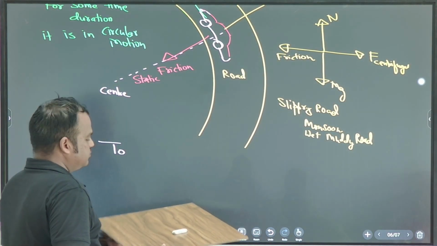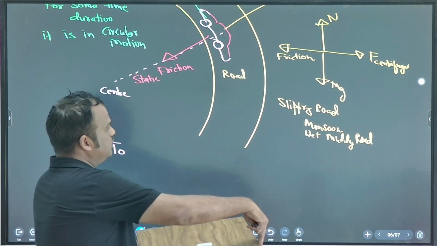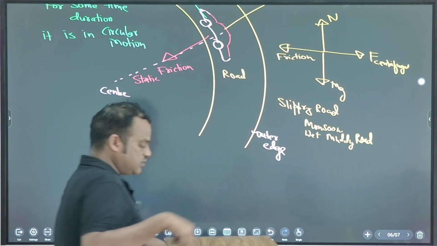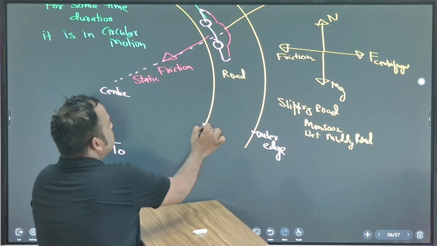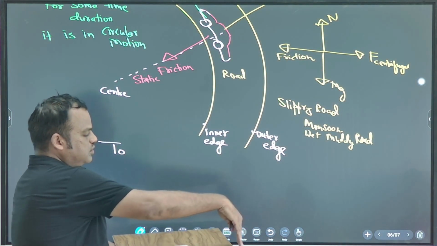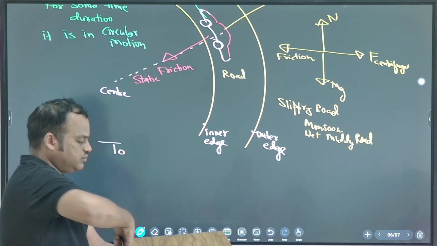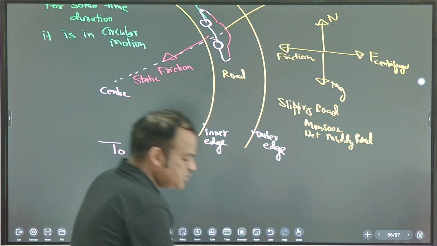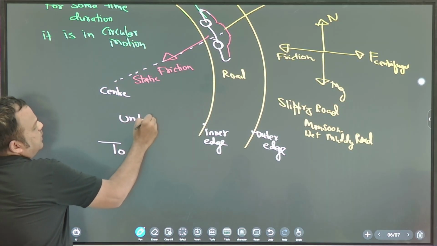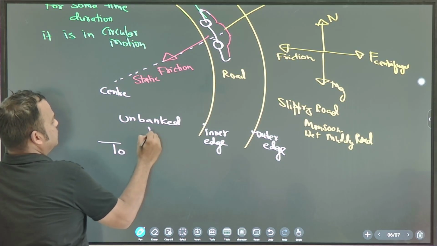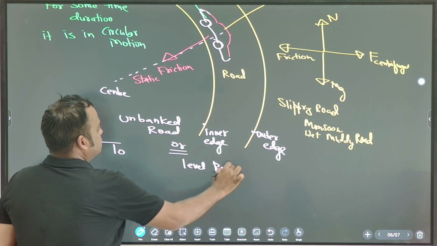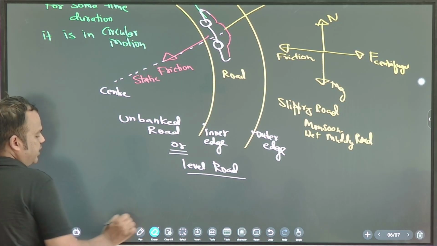Suppose this is the road. This is the outer edge of the road, and this is known as the inner edge. What do you call the boundary? Outer boundary, inner boundary. Okay. So same level. Same level means it is an unbanked road. Note down. It is known as unbanked road or level road.